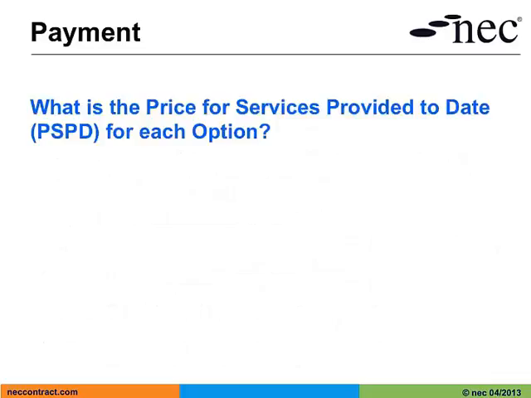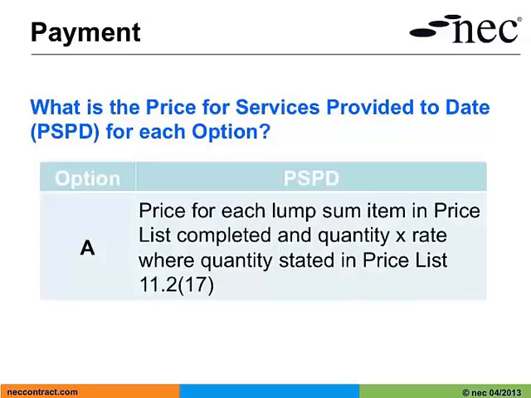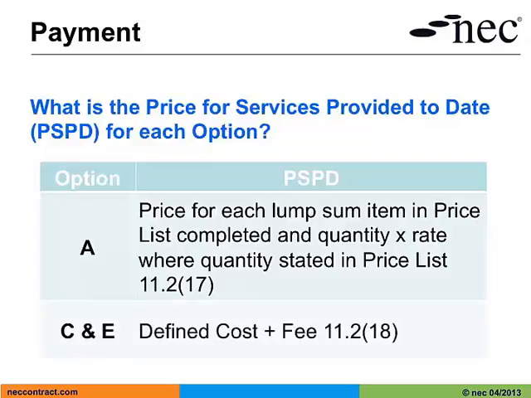So let's have a look at what the price for services provided to date is for each one of the main options. For main option A, the PSPD is the price for each lump sum item in the price list completed, and then quantity multiplied by rate, where a quantity is stated in the price list. Remember, months are treated as quantities. For options C and E, the price for services provided to date is defined cost plus fee.